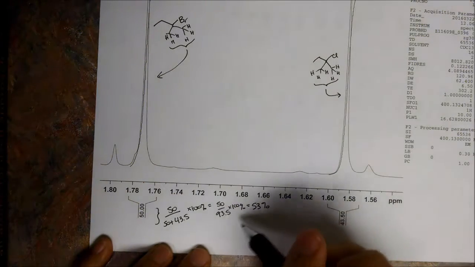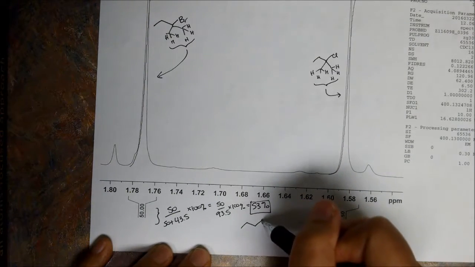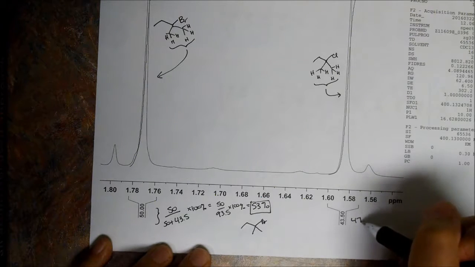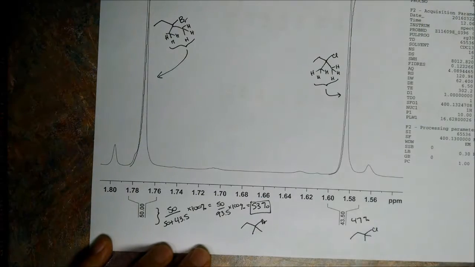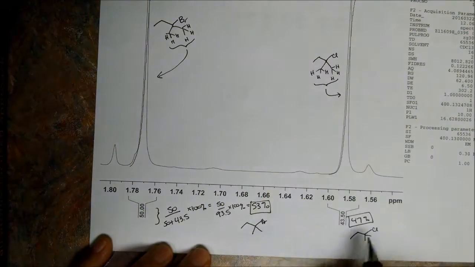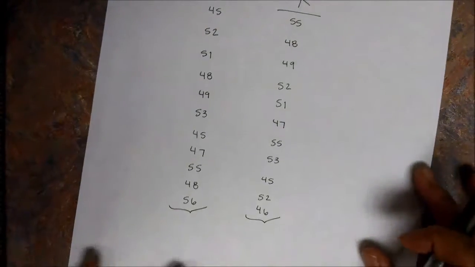Okay, so 53% of our sample corresponds to this bromide. Okay, and so if we just do the math, the other 47% corresponds to our chloride. Okay, and so this is also pretty indicative of normal data. So here's some class data. This is what other people got.